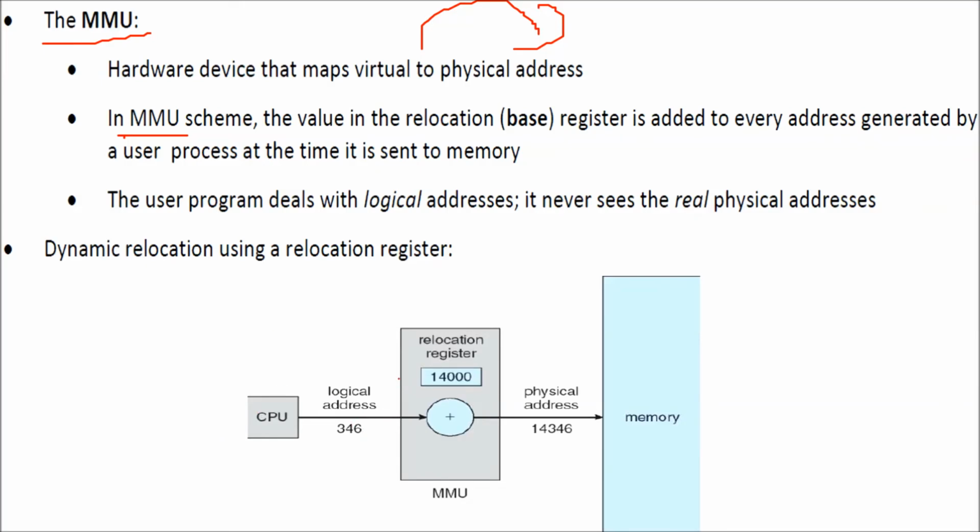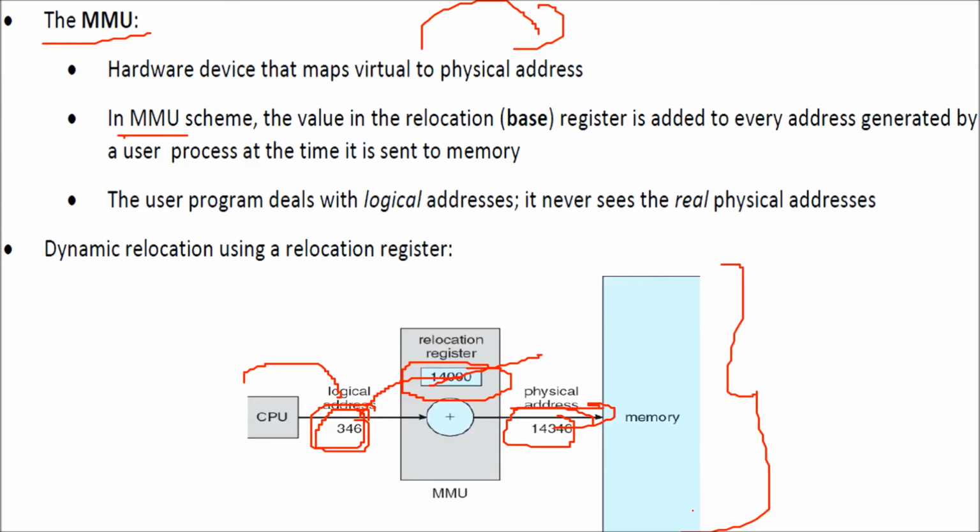In this MMU scheme, the value of the relocation register, that is the base register, is added to every address generated by the user process. So see, if a logical address of a user process is 346, and you have a relocation register, that is the base address register, this is added. So 14000 will be added to 346, and now this 14346 will be the actual physical address, and this will actually be in the memory.